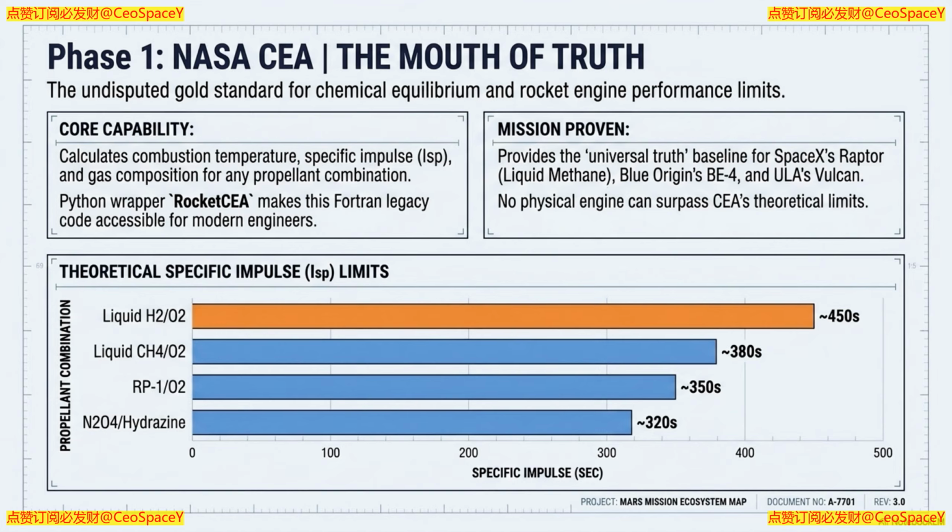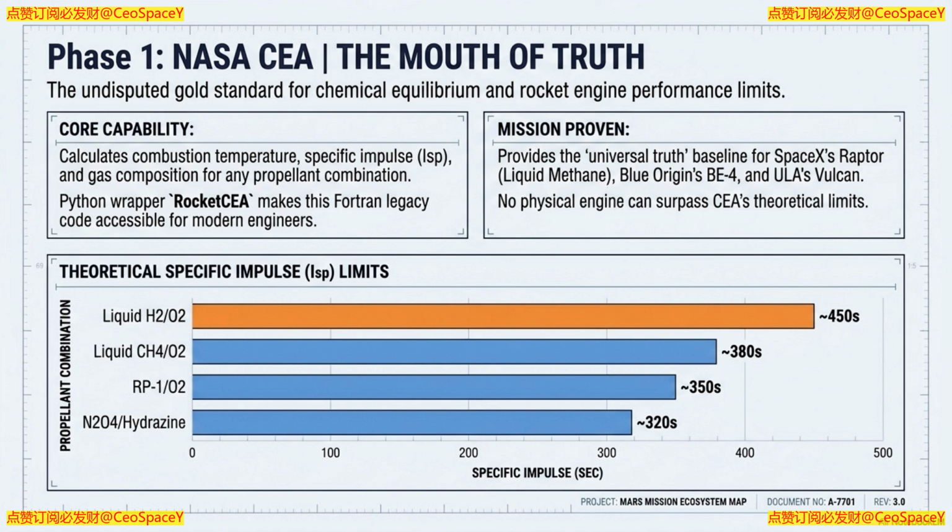Okay, so our virtual rocket is really starting to take shape now. We have the specific impulse limits from CEA. We have the sleek aerodynamic shell designed in OpenVSP. Looking good so far. But here's the problem. A sleek shell is empty. We have to cram a massive, violently explosive engine inside it. We need to figure out the internal plumbing.